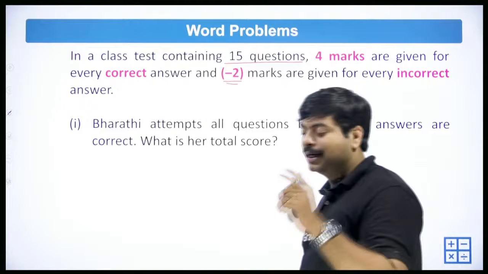It's not that you will get 0. Here you are having negative marking. Negative marking means if you write wrong, you will lose marks. Plus 4 for a correct answer and minus 2 for a wrong evaluation.